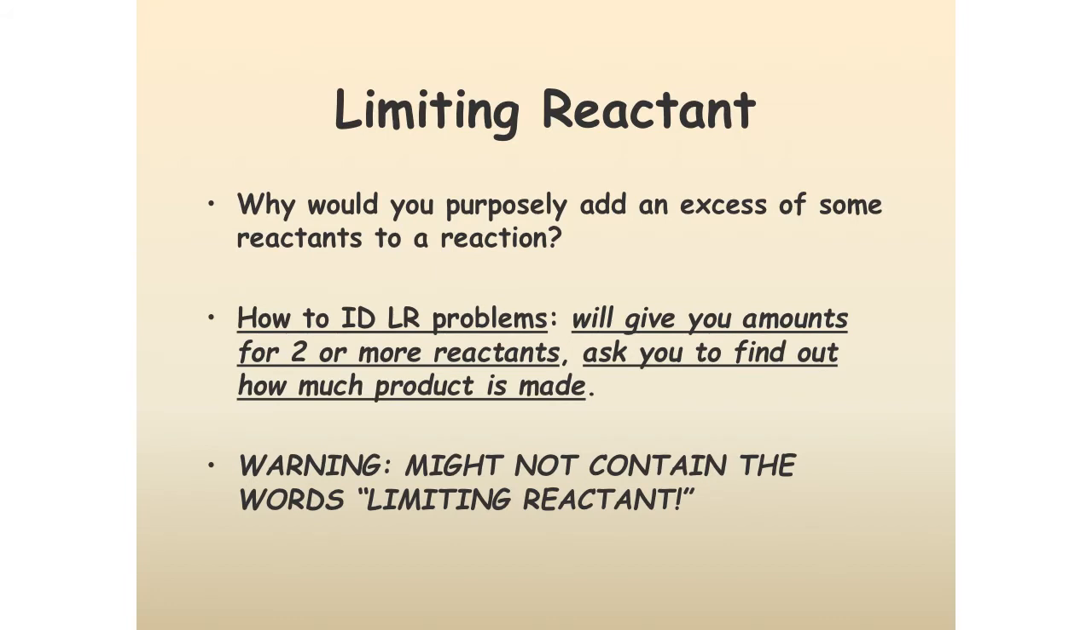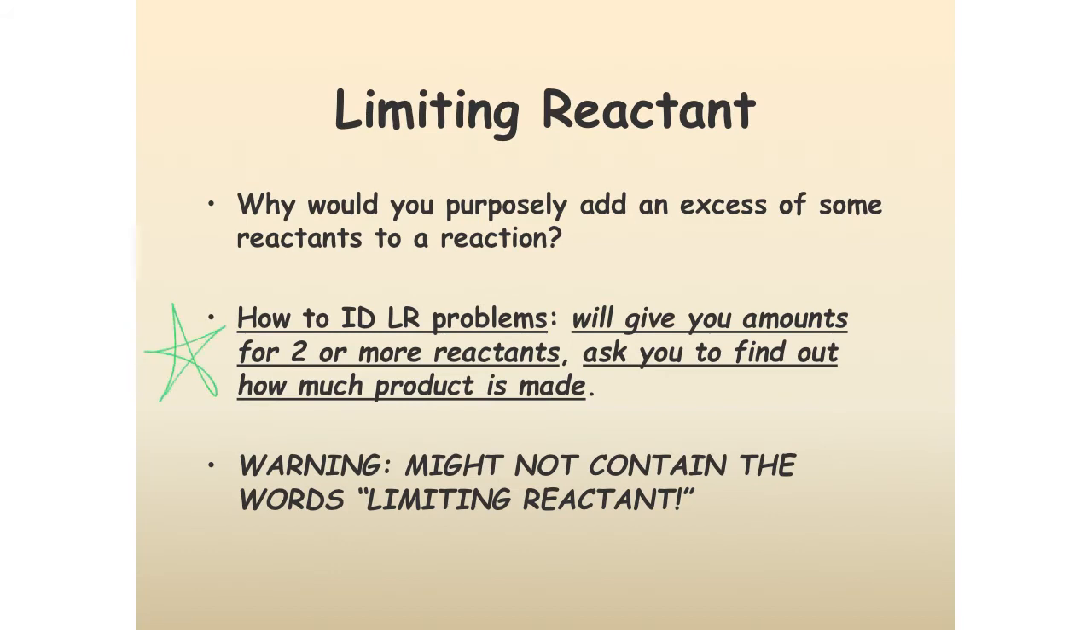So now we will start applying this to actual chemical reactions and not just grilled cheese. So why would we purposely add an excess? Well, that means that we can control what is produced, and we can add a specific amount of, let's say, reactant A, excess of reactant B, and so then we know that the amount of A will impact the amount of our product that is produced.